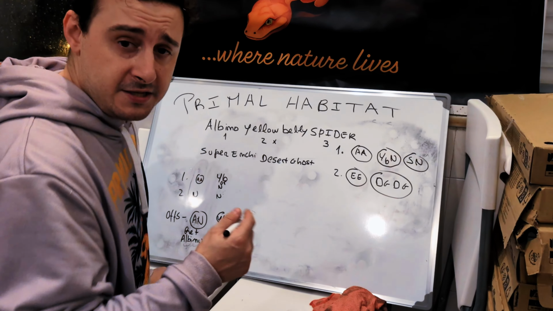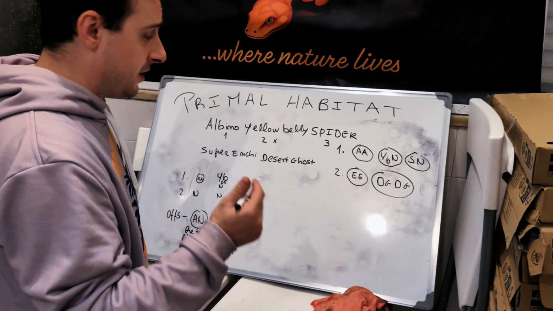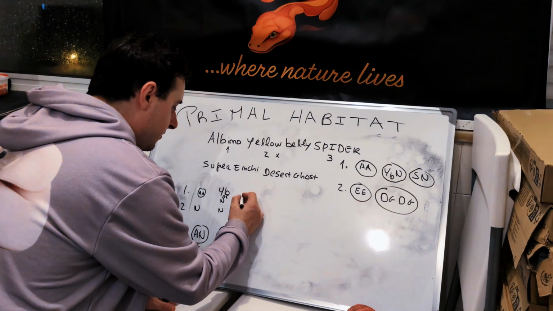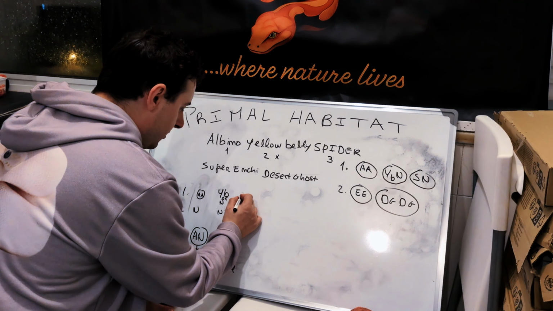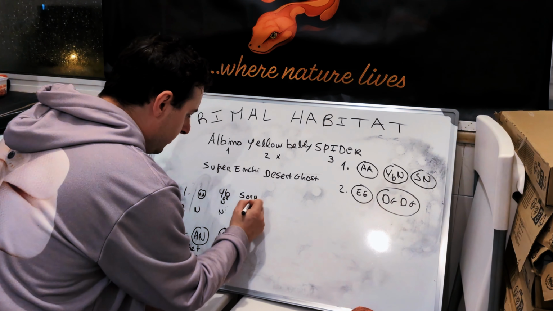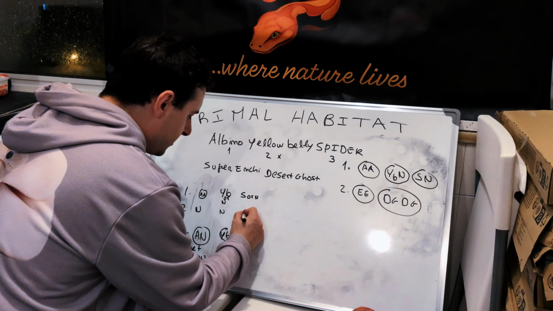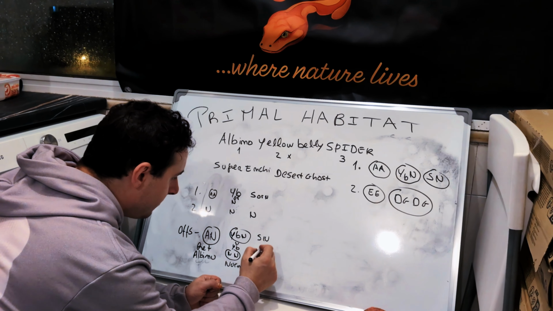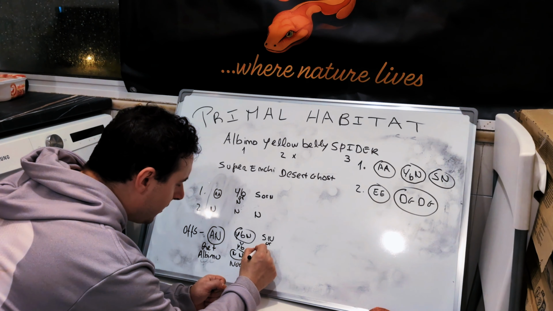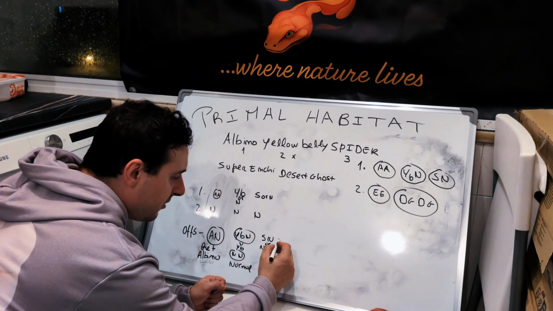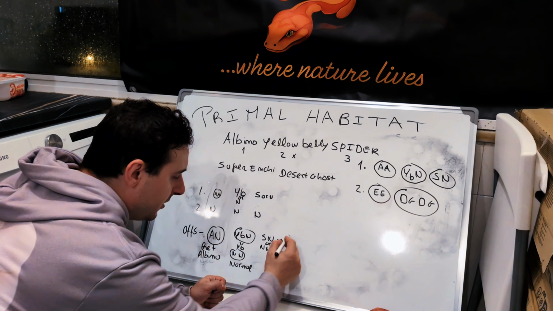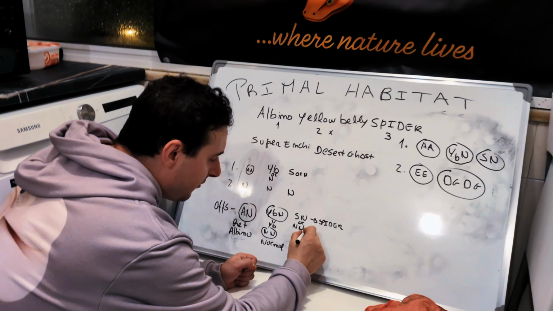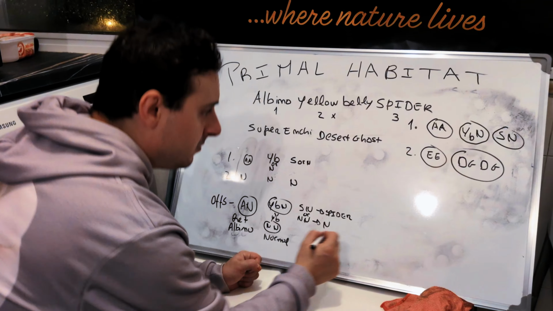For the spider, it's the same thing. The first snake has a spider gene, but the second snake doesn't have a spider gene. So the first snake could pass on its allele S or N, but the second snake will pass N all the time. So you could have S, N or N, N. So 50% of the offspring will be spider. The other 50% will be normal.